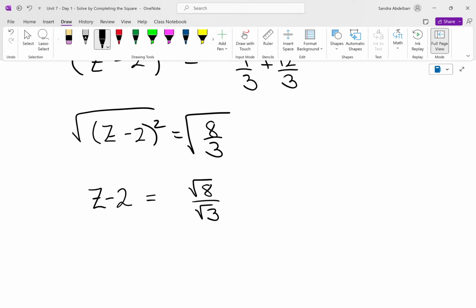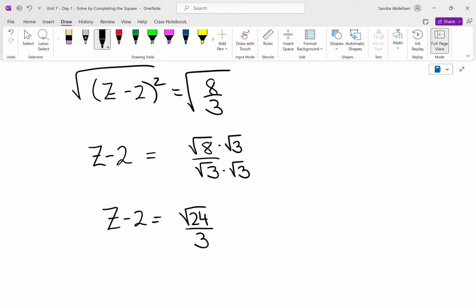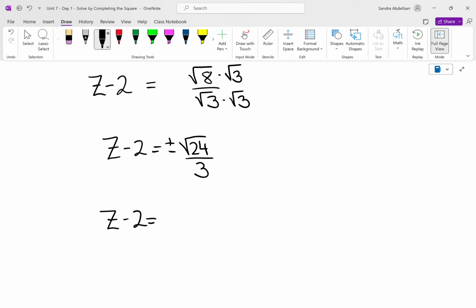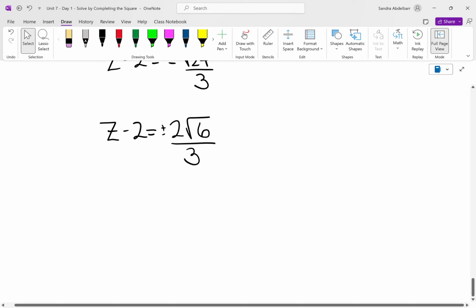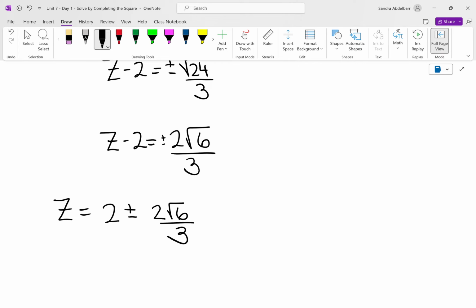So here, this is where we saw something a little bit different. We have the root of 8 over the root of 3. Every other time we've seen this today, hasn't it been a perfect square in the denominator? It's not a perfect square, so what do we have to do? Rationalize it. So now we're going to get z minus 2 equals the root of 24 over 3. But can I simplify the root of 24? Absolutely. So we're going to get z minus 2 equals plus or minus 2 root 6 over 3.